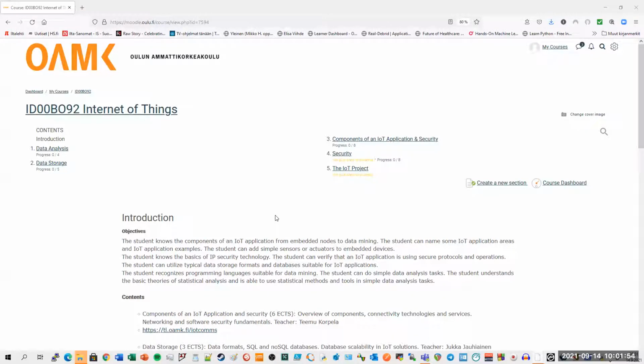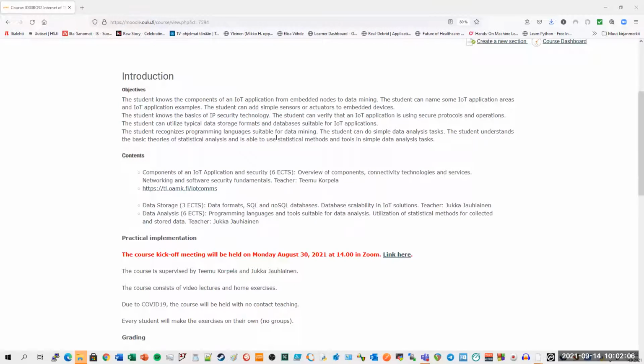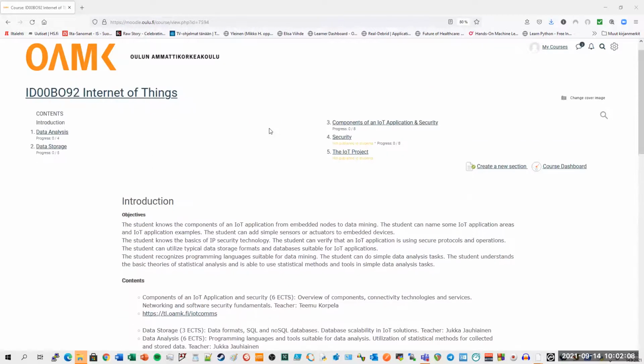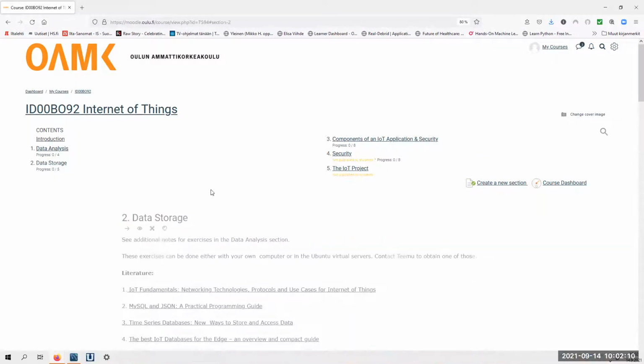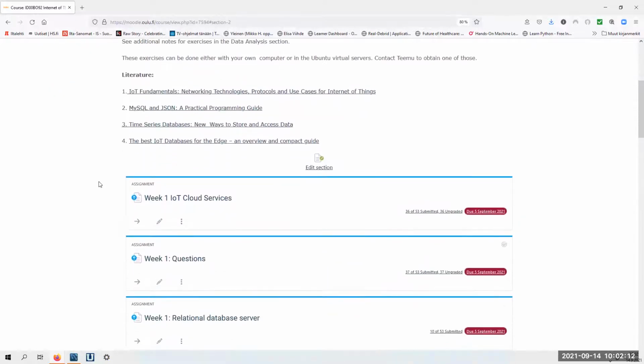And let's have some lecture on data analysis and storage. Let's start with the data storage part today first. If you have any questions so far, please ask as always.